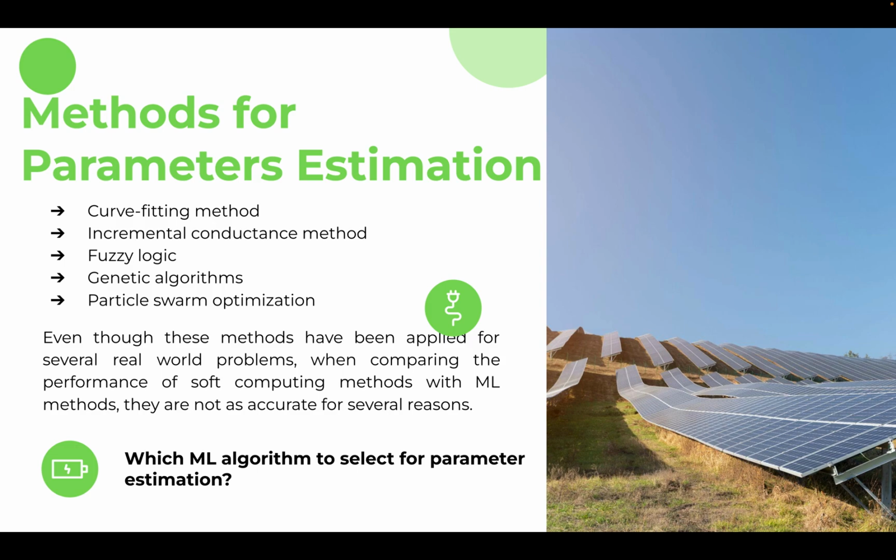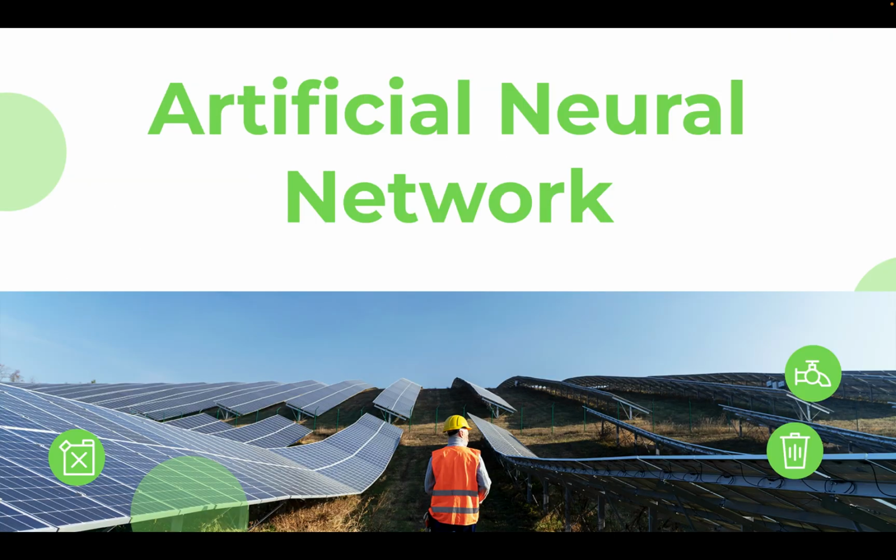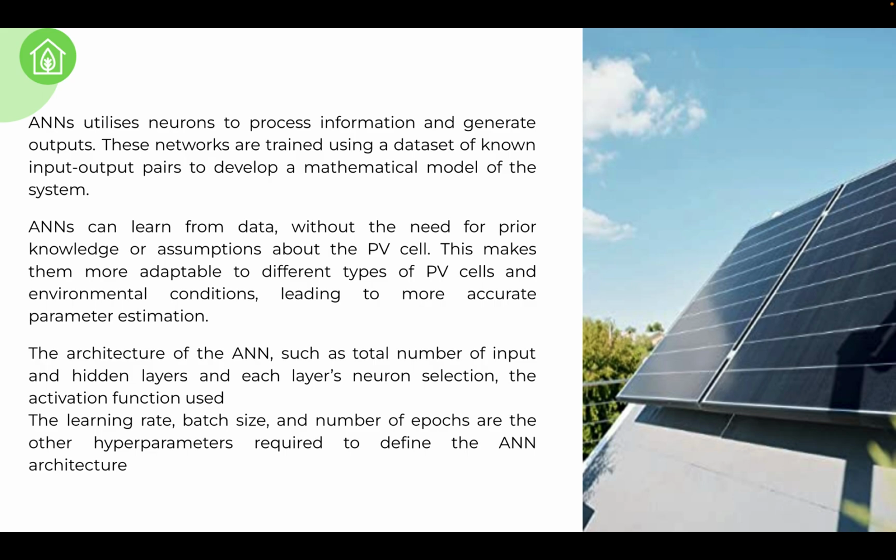One such ML method is artificial neural networks (ANNs). ANNs utilize neurons to process information and generate outputs. These networks are trained using a dataset of known input-output pairs to develop a mathematical model of the system. ANNs can learn from data without prior knowledge or assumptions about the PV cell, making them adaptable to different types of PV cells and environmental conditions, leading to more accurate parameter estimation.